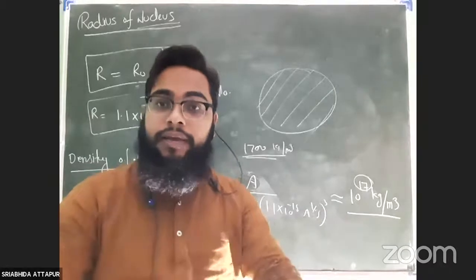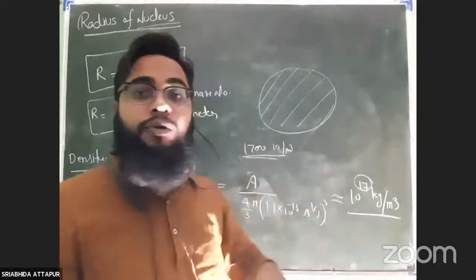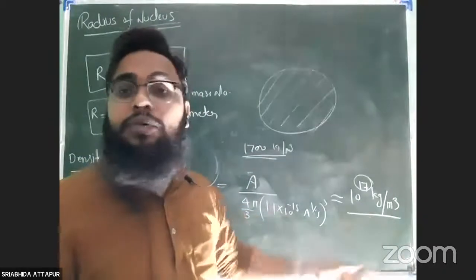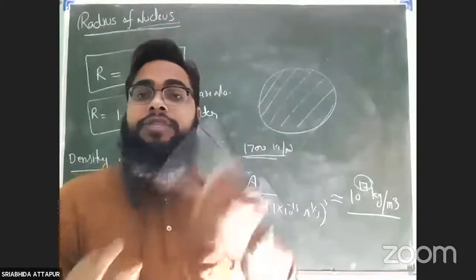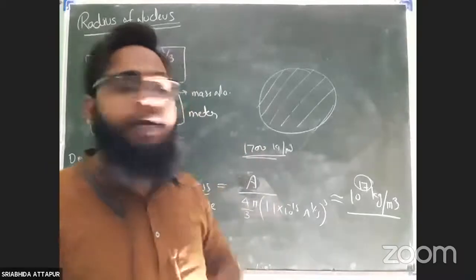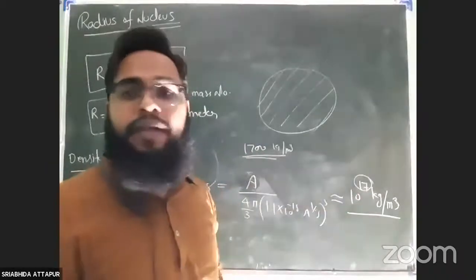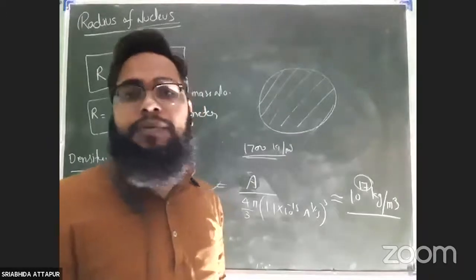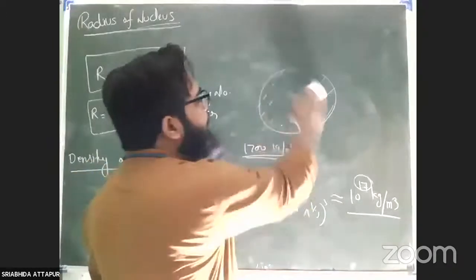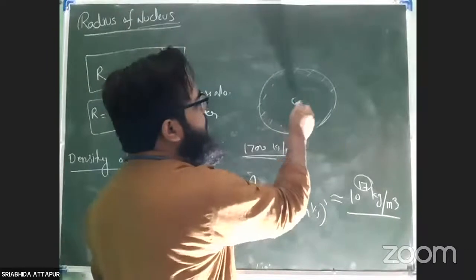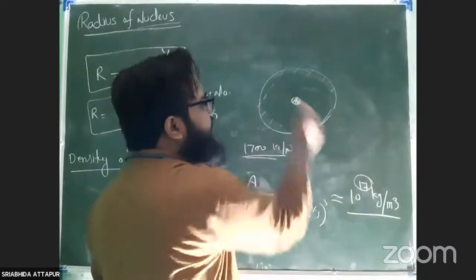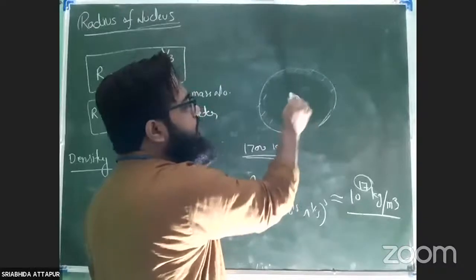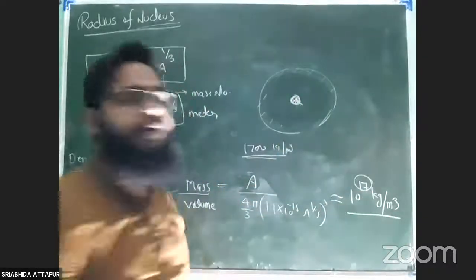Even if a complete atom were made up of that nucleus, you can imagine we could not even lift this chalk piece. That much would be the weight. But anyhow everyone knows that a lot of the portion in an atom is empty space. Only a very small portion is this nucleus, and only that has this density. How much? 10 power 17 kilogram per meter cube.